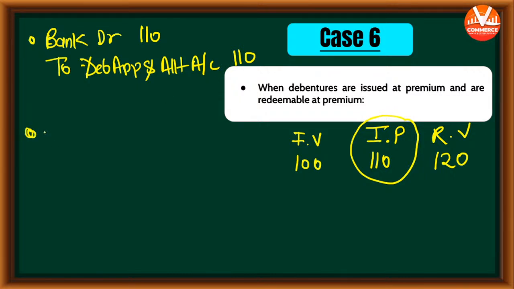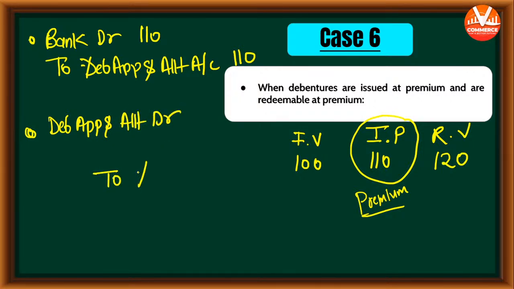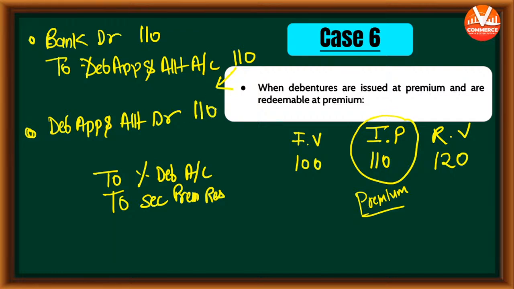Now we will pass the second entry, the normal entry. When debentures are issued at premium, the journal entry is debenture application and allotment debit 110, to 2% debentures, face value 100, to securities premium reserve, the premium is 10. We have issued at a premium of 10. This is the normal entry.